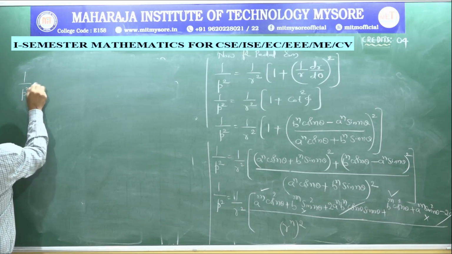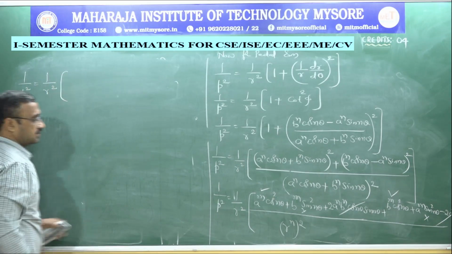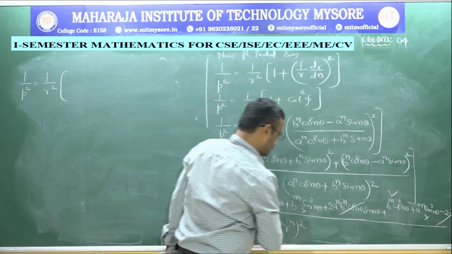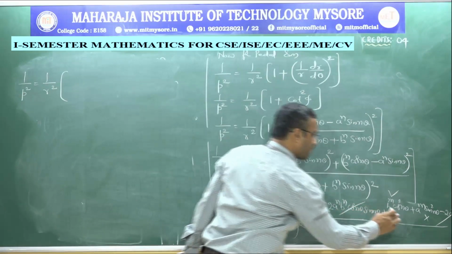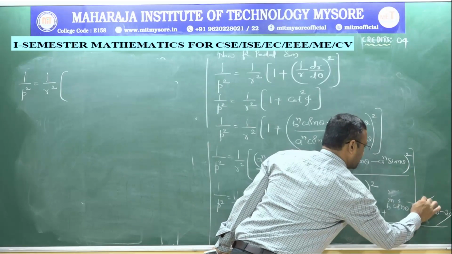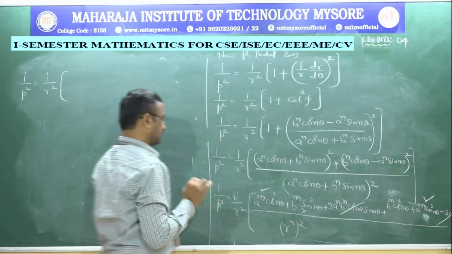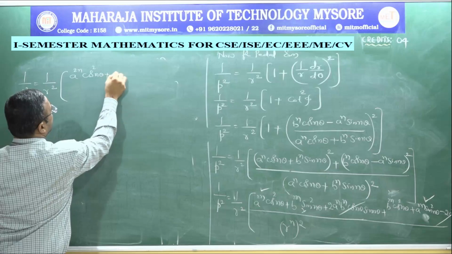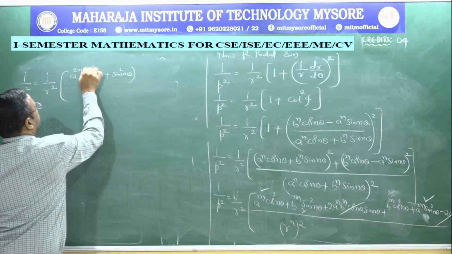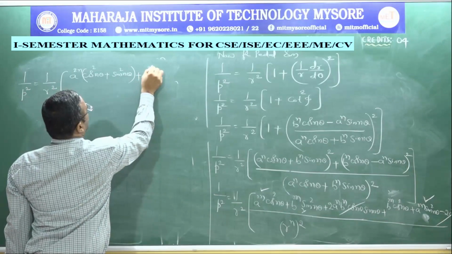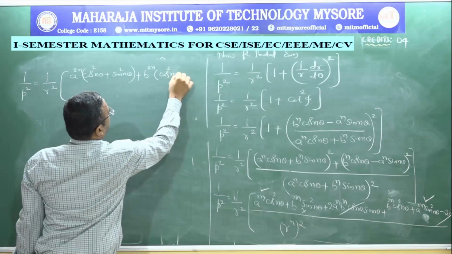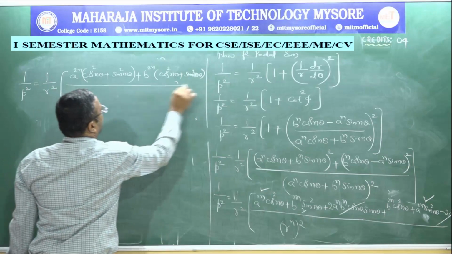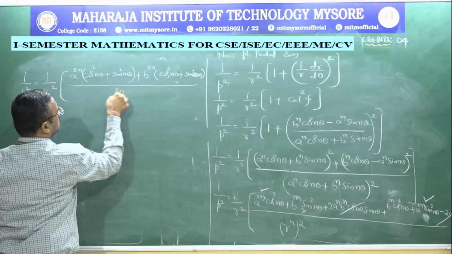1 by p square equal to 1 by r square. Now take a common factor from these two. What do we get now? A power 2n, 1 is there. One more a power 2n is there. If you take a common factor of a power 2n from these two, we get cos square n theta plus sin square n theta. In the other expression, if you take b power 2n, again we get cos square n theta plus sin square n theta. Then all divided by r power 2n.